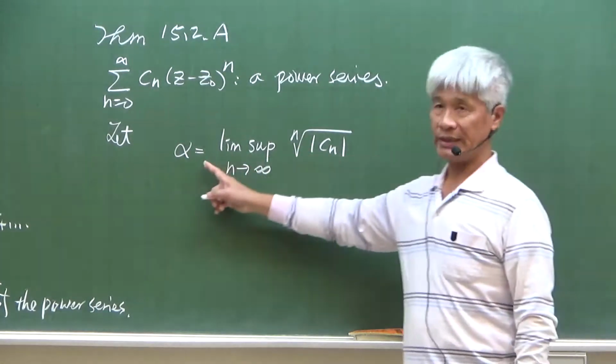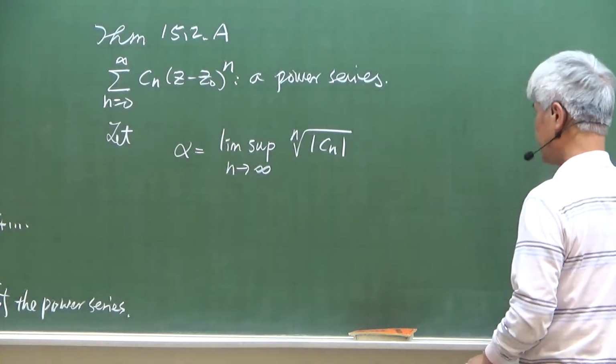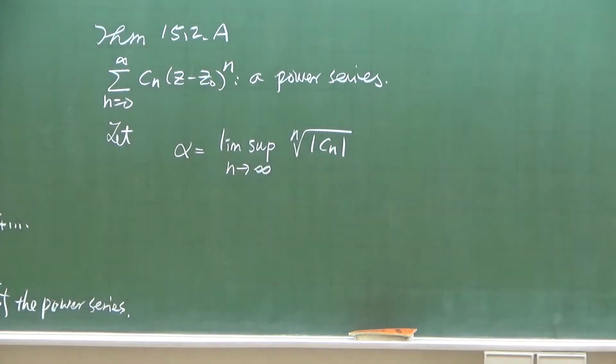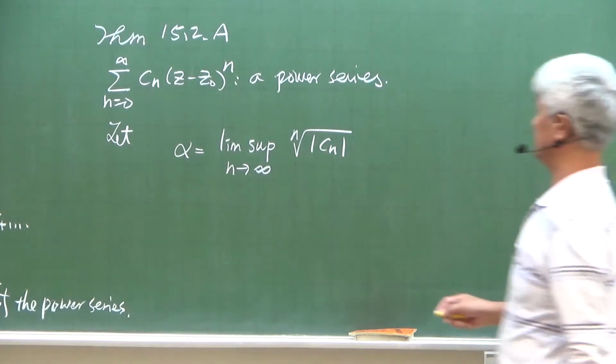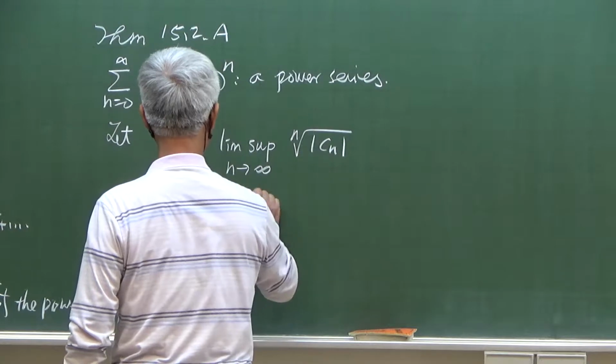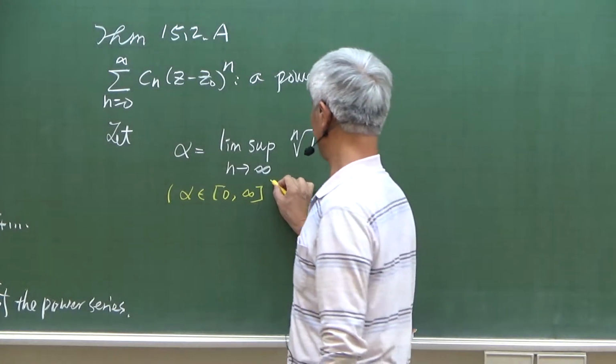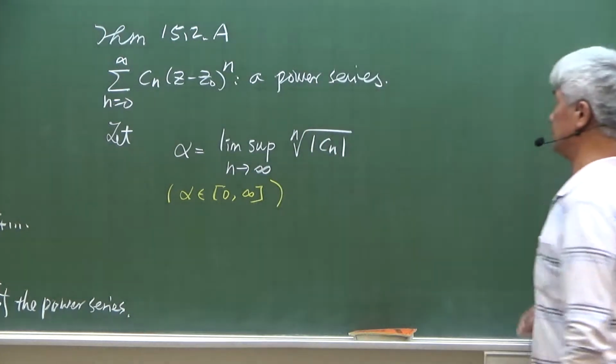So alpha always exists. Alpha always exists. It lies in the range from 0 to infinity, including infinity.